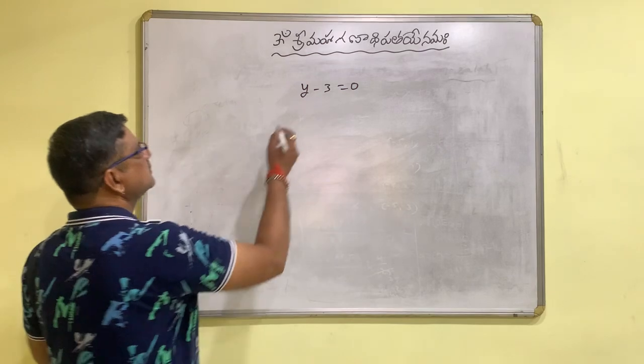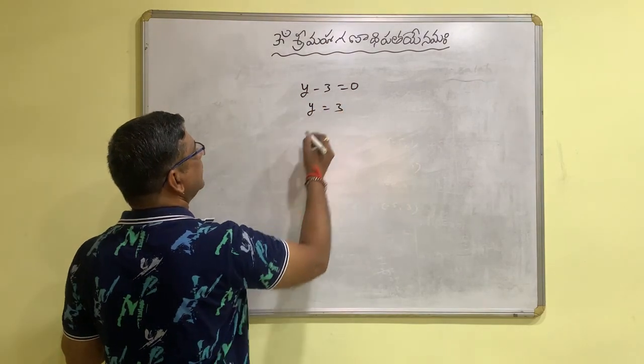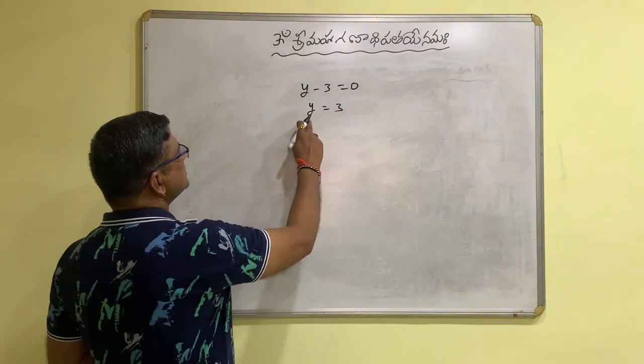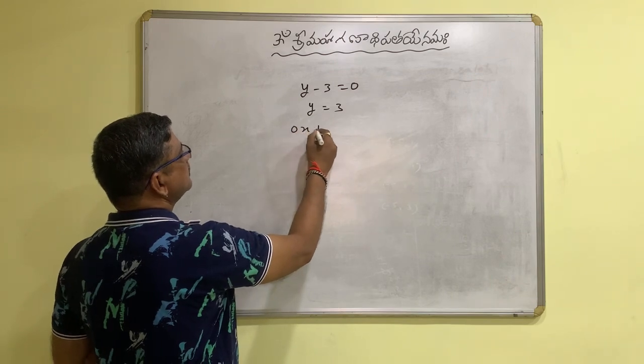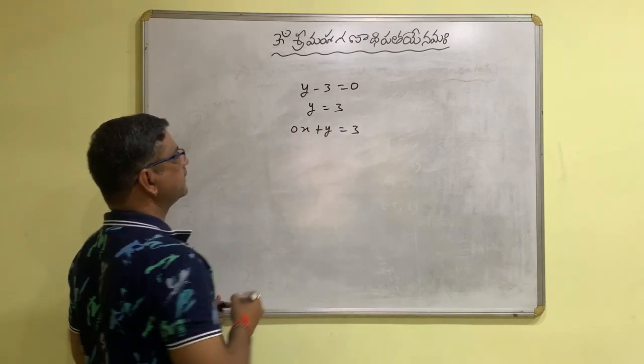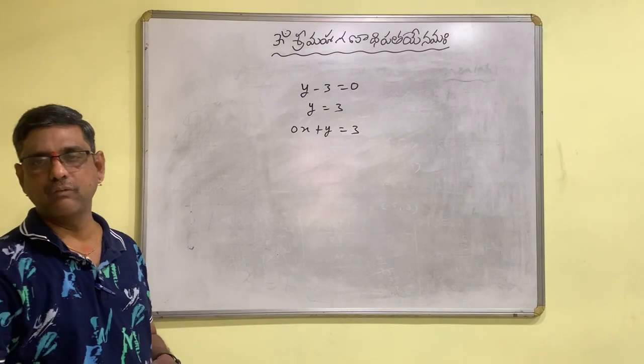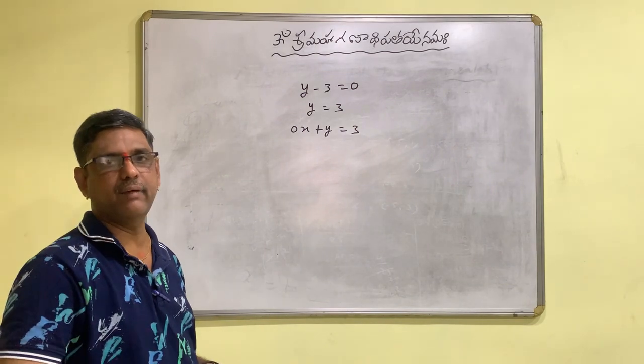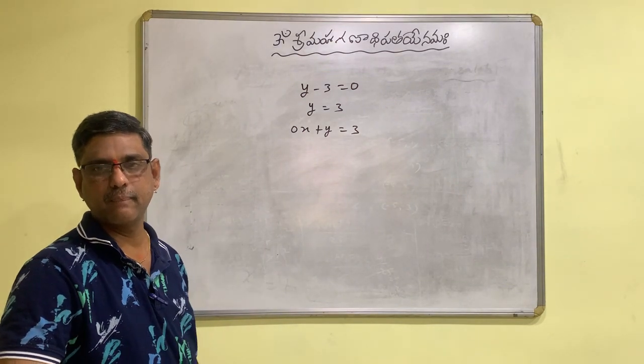How to do it? First, y is equal to 3. There is no x, so keep 0x plus y is equal to 3. This is how we need to convert a linear equation in one variable into two variables. Okay.